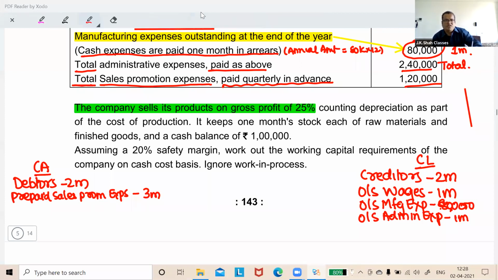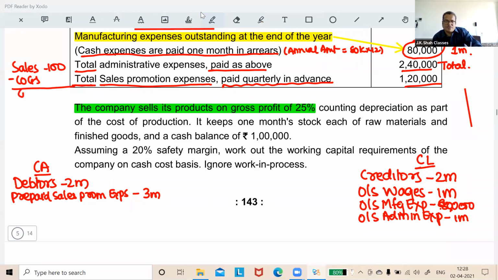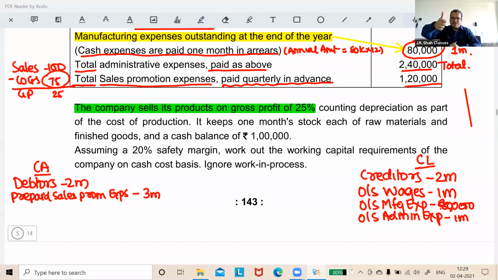Means if the sales is 100 and you do minus COGS and you arrive at a gross profit, so gross profit would be 25 and COGS would be 75, guys. You agree with this statement that I have written? Means the statement is harmless. It's just telling you that GP ratio is 25%. So if the sales is 100, cost of goods sold would be 75 and GP would be 25. Everybody agrees on this, right?